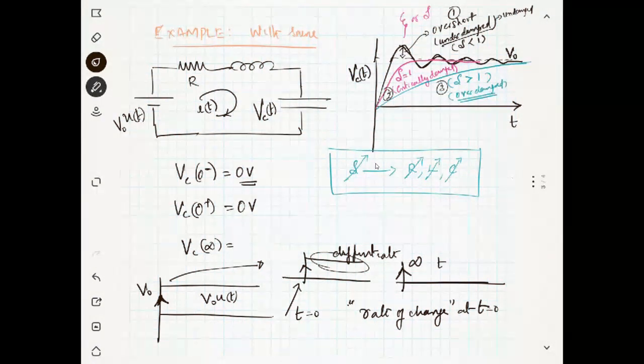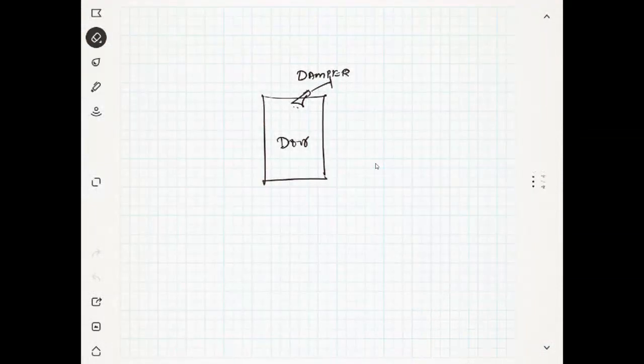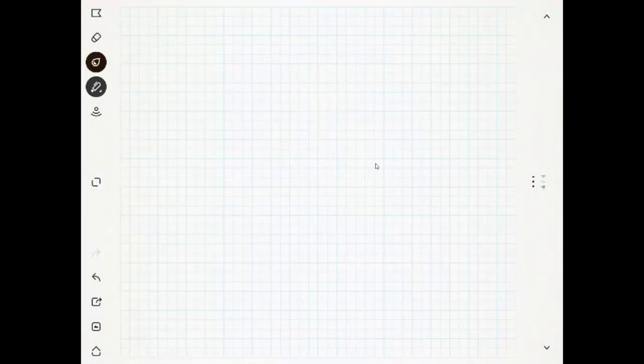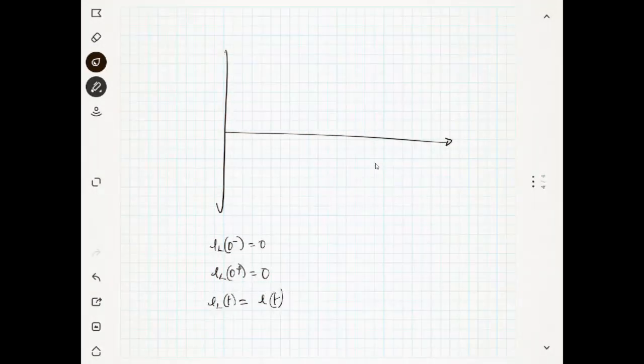But here you see, what will be the value of the current here? The current initially will be 0. IL of 0 minus was 0, so IL of 0 plus also will be 0. IL of t is nothing but your total current actually. What is the actual current? That is the I of t. So the current is starting from 0.